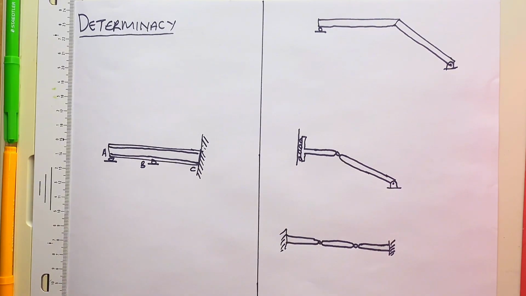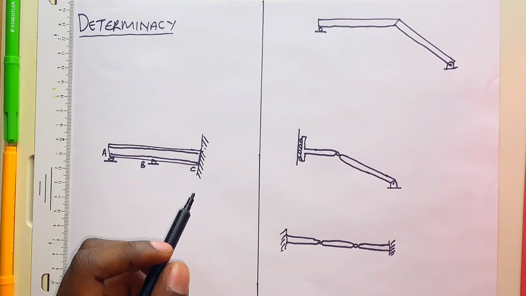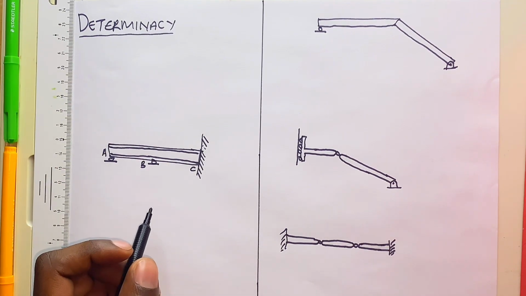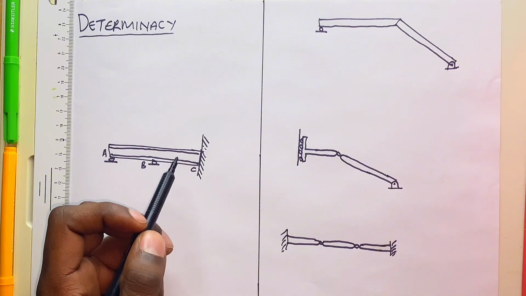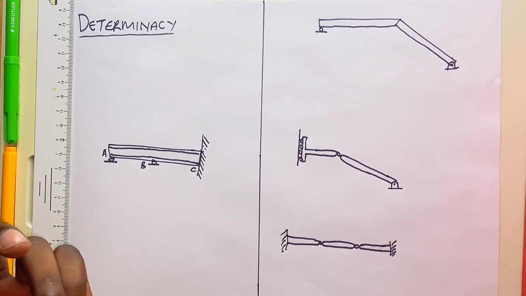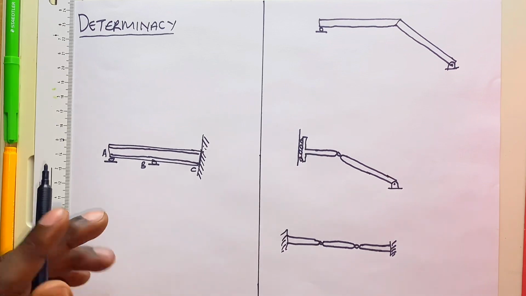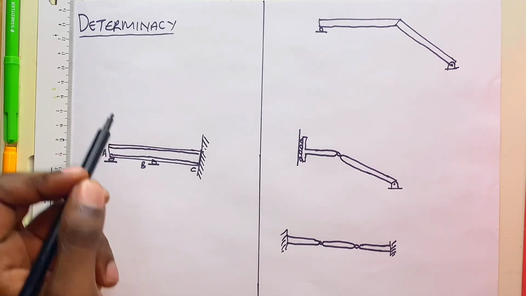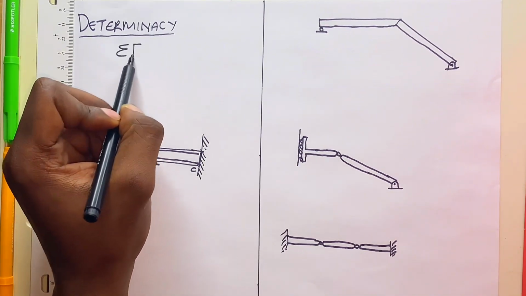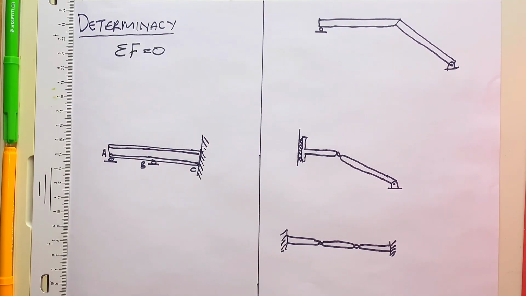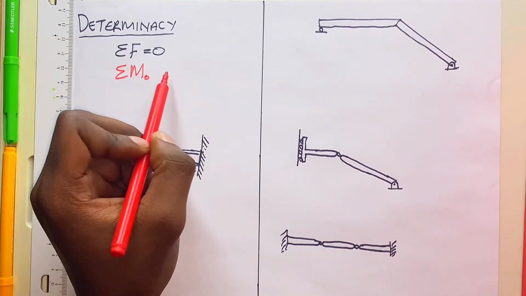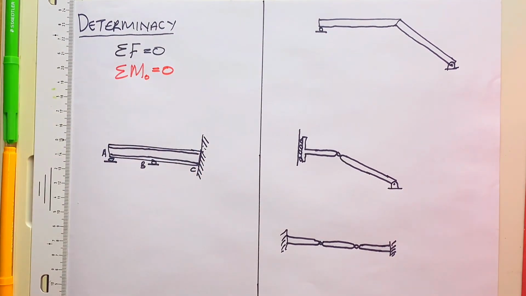Now, let's talk about determinacy. We're still doing some structural analysis, but we have to get through some basic ideas first before we start analyzing some structures. Now, in engineering mechanics, in physics, and in mechanics of engineering, we said that for a structure or a member to be in equilibrium, we need all the forces to be equal to 0, and we need all the moments about some origin O to also be 0.